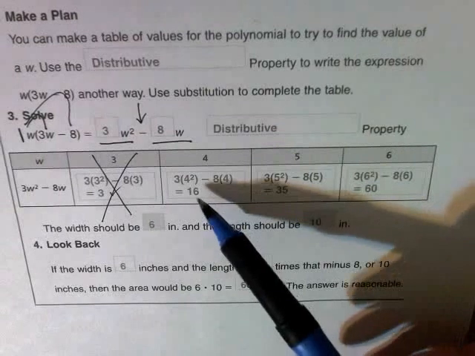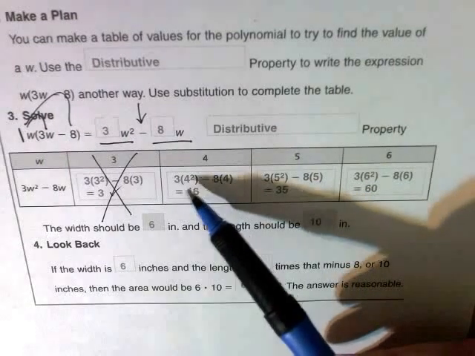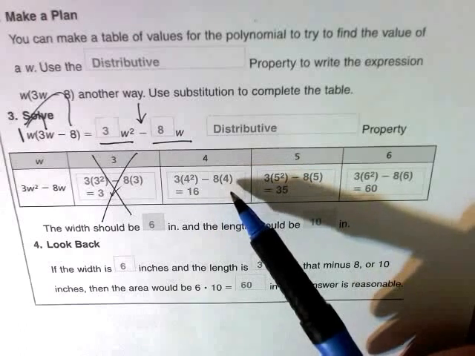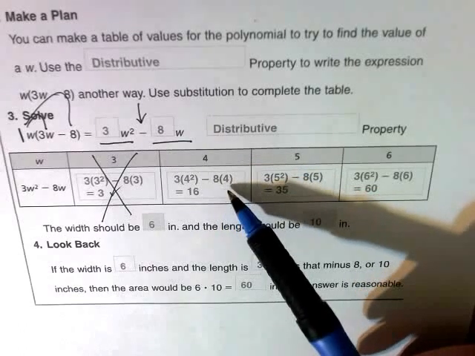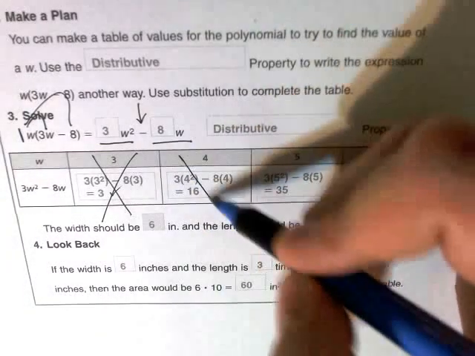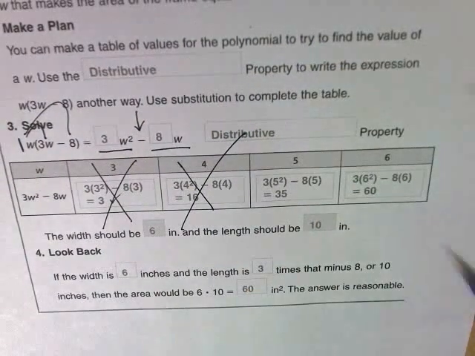So I try it with 4. 4 squared is 16, times 3 is 48, and then if I subtract 32 here, 8 times 4 is 32, I get 16, not 60. So 4 is not the answer.